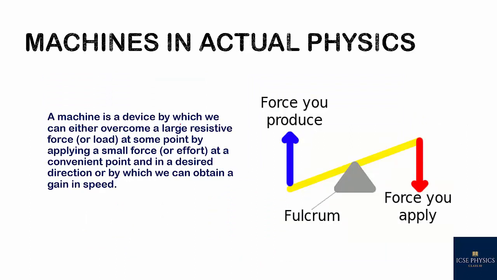Now, what is the machine in actual physics definition? A machine is a device by which we can overcome a large resistive force or load. So load is a resistive force. Force is measured in Newton. At some point, by applying a small force, small force is effort, at a convenient point, in a desired direction, we can obtain a gain in speed. From this definition, we see that the force you produce is the load. Load is a force you produce. The force you apply is known as effort.